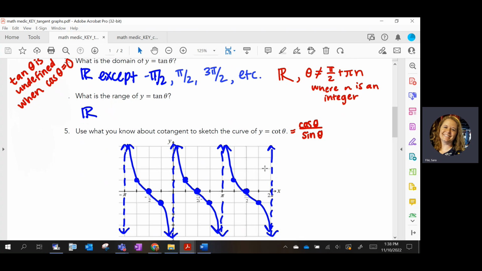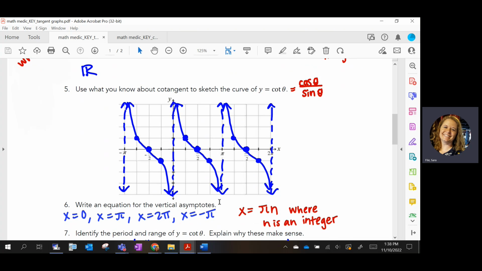Where tangent was undefined, cotangent has its zeros. So that's at pi halves and 3 pi halves, etc. So it's a very similar graph, but it's decreasing left to right, and it's shifted slightly. It's got a phase shift from the tangent because where the zeros and asymptotes were are flip-flopped.